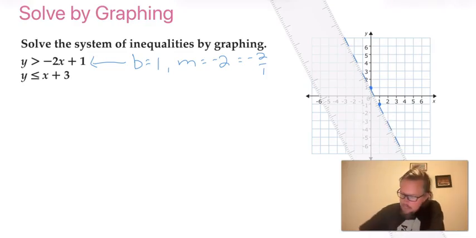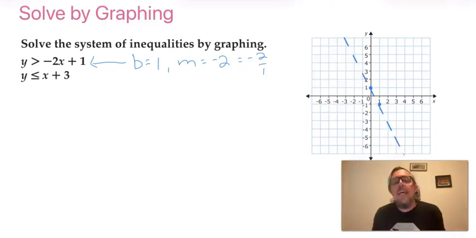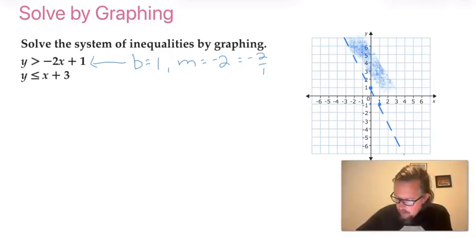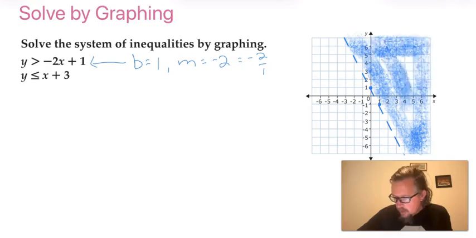Oops, that last one is a little crooked. There we go. Okay, so here's my dashed line. And now the last thing I do with an inequality that I'm graphing is I decide where to shade it. Am I going to shade above the line, which would be to the right, or am I going to shade below the line, which would be to the left? In this case, since it's greater than, I'm going to shade above the line. So I'm going to shade everything in this section here. So let's color that in.